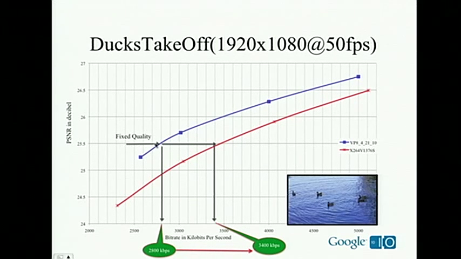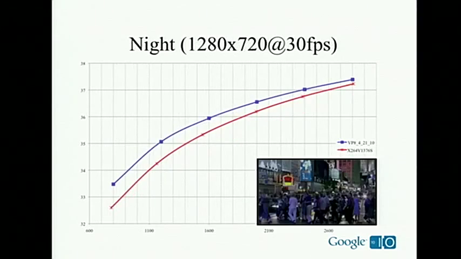So for us here, if you follow the fixed quality across to about 2,800 kilobits, you'll see that VP8 achieved on this clip a PSNR of 25.5. Following the 25.5 line across, you come to about 3,400 kilobits for H.264. So on this specific clip with the settings that we use, we got about 600 kilobit savings over H.264. We've tested this on a lot of different clips.